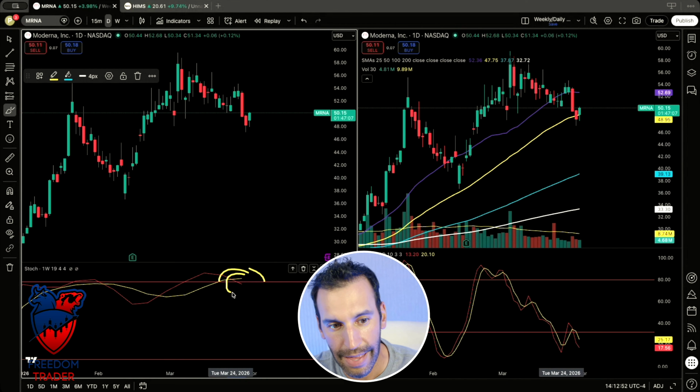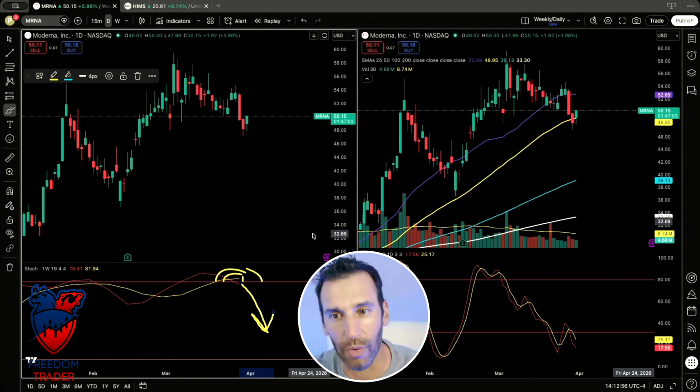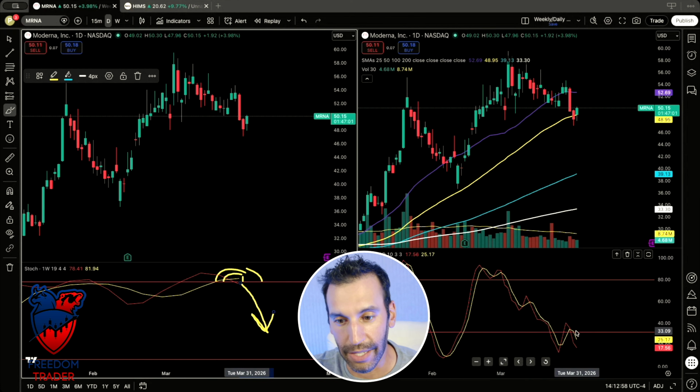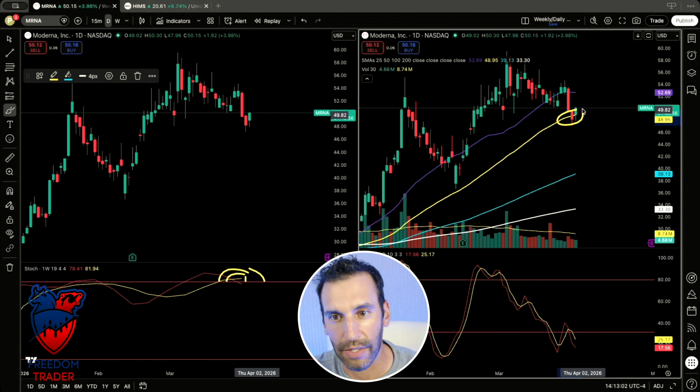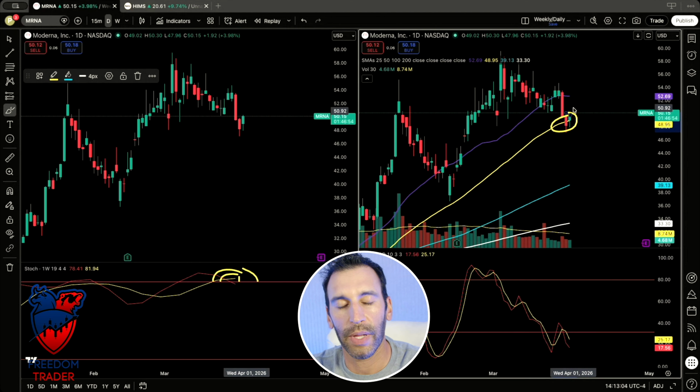So when I look at something like Moderna, I'm saying, okay, I'm getting ready to short this thing down through this sweet spot, and I'm going to make money on the way down. Over on the daily chart, you can see the same thing is happening. We're kind of stuck here on this yellow line. This is the 50-day moving average. It just plays a role of support.